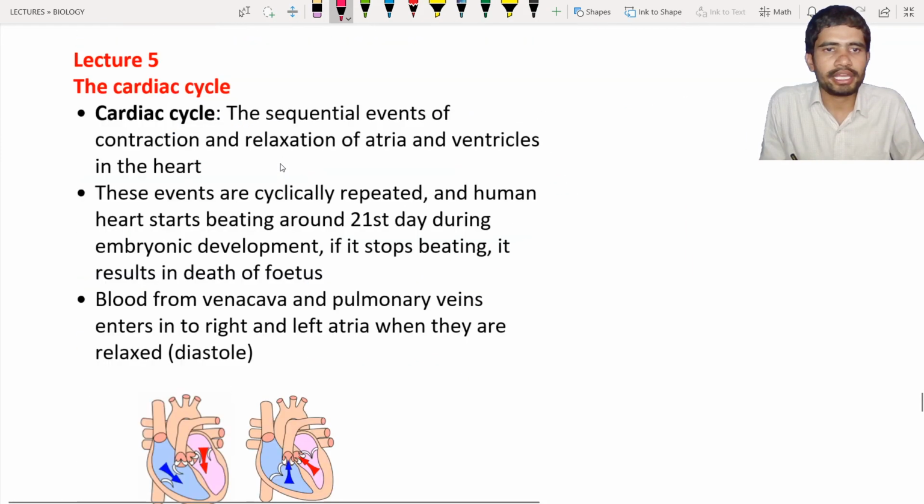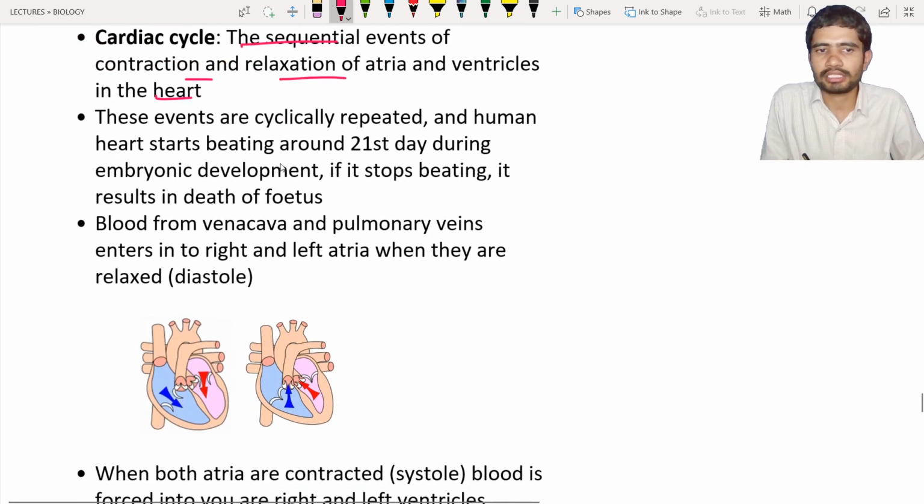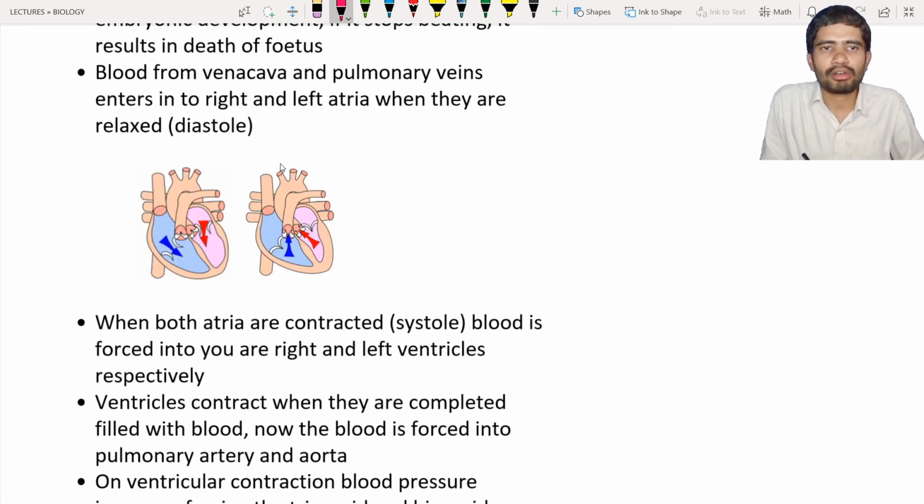And next, the cardiac cycle. So what is the cardiac cycle? The sequential events of contraction and relaxation of the atria and also ventricles in the heart is known as the cardiac cycle. What is the sequential contraction and relaxation? Let us consider first the two atria. The right atrium and left atrium are going to contract. When they are not contracting, they are going to relax. When they are relaxed, what will happen? They are going to fill with blood.